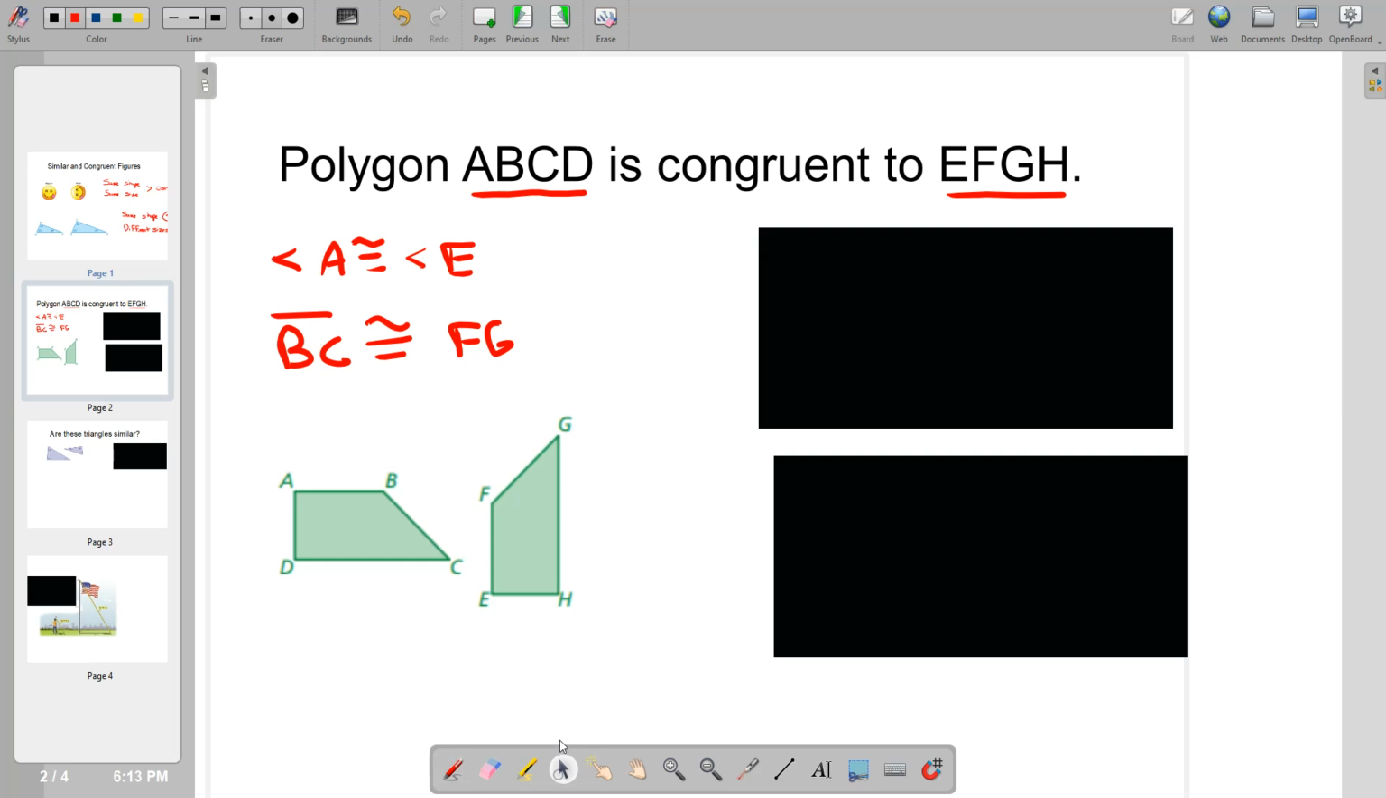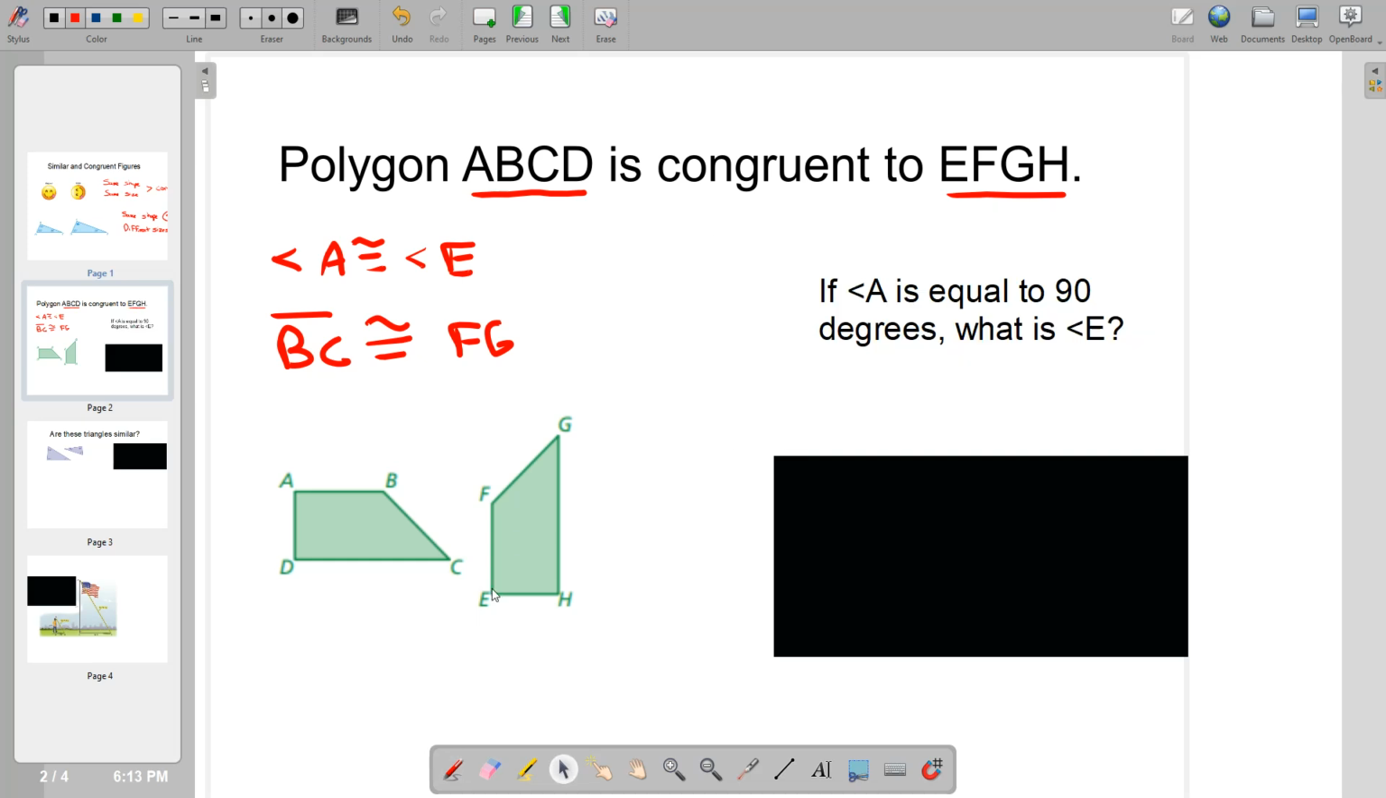So let's do a couple quick examples that you might see in your assignment on this. If angle A is equal to 90 degrees, what is the measure of angle E? Well, just like we talked about before, because these shapes are congruent, that means that angle E must also be equal to 90 degrees because they have to have the same angles in this shape.